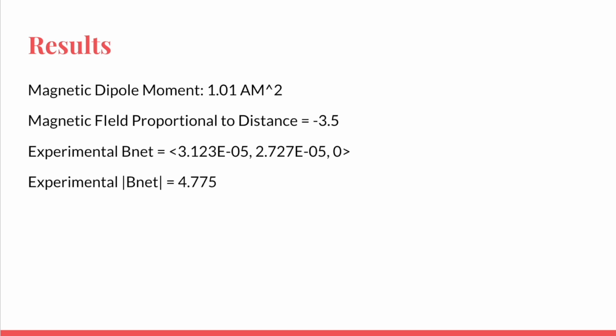So the results of this experiment were that the magnetic dipole moment was 1.01 A·m². The exponent of the magnetic field's proportionality to distance was -3.5. The experimental B net was -3.123e-5, 2.727e-5, 0, and the experimental B net, or the absolute value of that, was 4.775.